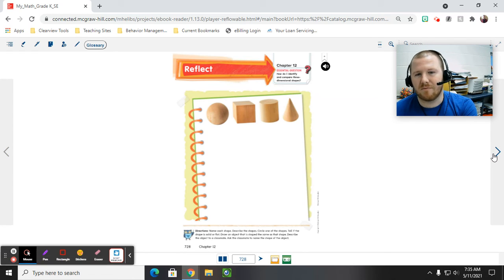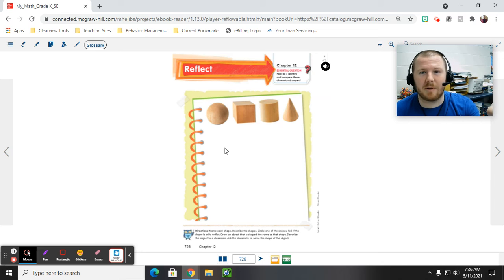And then reflecting, looking at these shapes. Can you tell me what the shape is? It's a... Okay, what about this one? Yes, all right. And then this one? Good. One more. Okay, this one's the easy one. Yes, yes, yes.